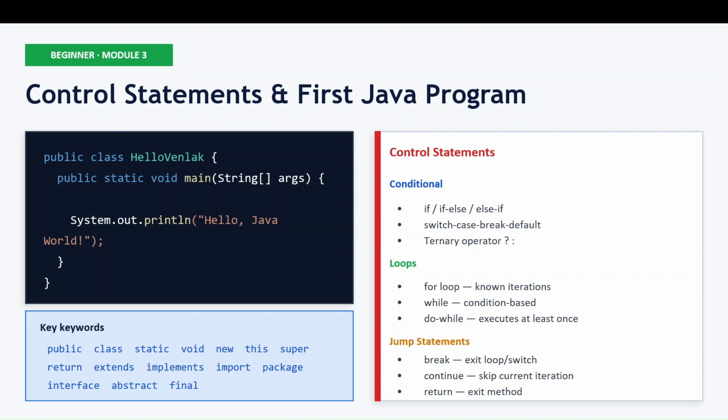Now, as you can see in the code, we have a base program: public class Hello1. Then we have public static void main, String array of args, System.out.println Hello, Java world. So the basic keywords used here are public, class, static, void, new, this, super, return, extends, implements, import, package, interface, abstract, and final. These are the key keywords that are used in programming.